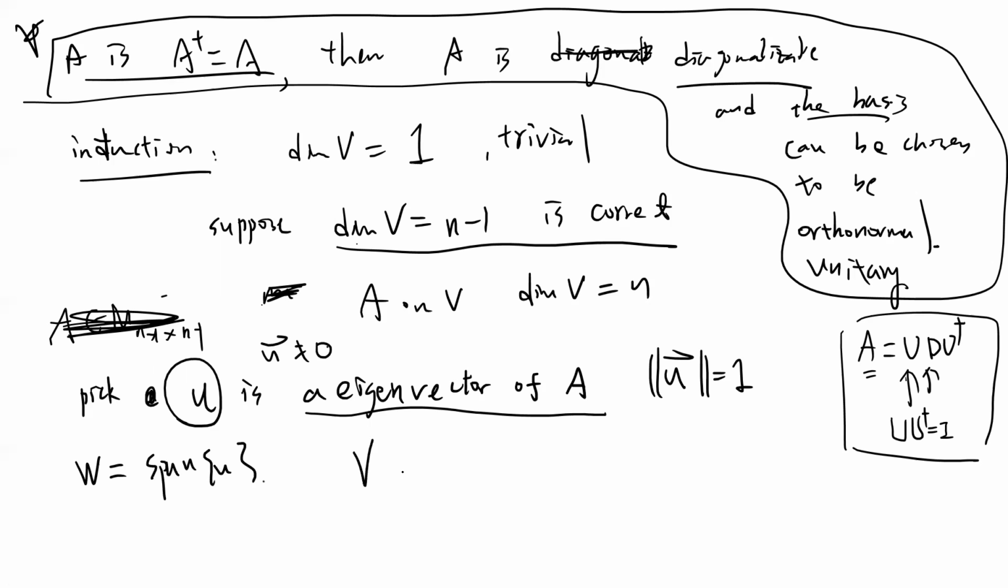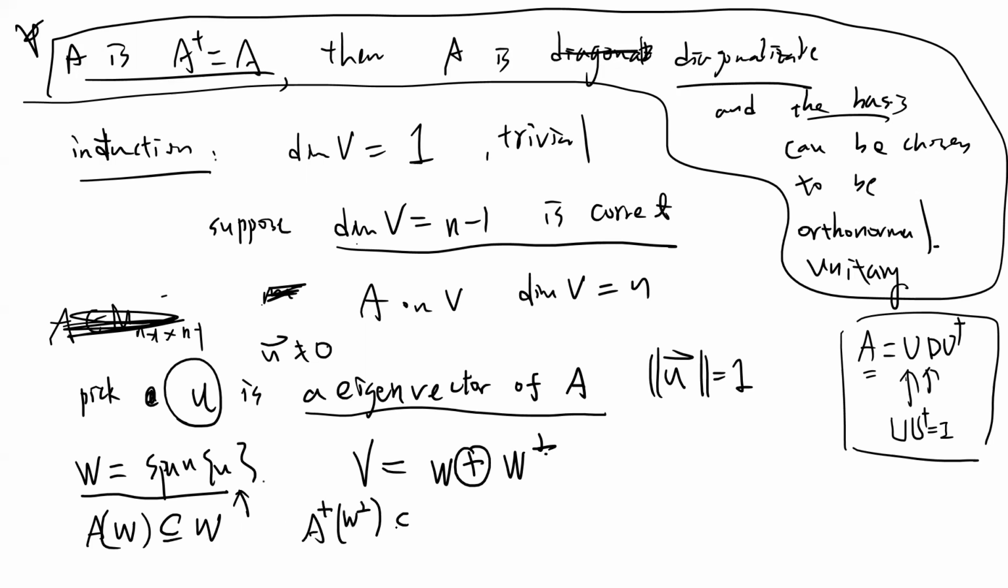It is easy to see that V can be separated into two parts, W direct sum W complement. Also, by definition, since U is an eigenvector of A, A W is inside W, because W is an eigenspace. So from our lemma, A dagger W complement should be inside W complement. But A dagger is the same as A, so A W complement is inside W complement. Our final result is that A W complement is inside W complement, which tells you that one can view A as a map from W complement to W complement.